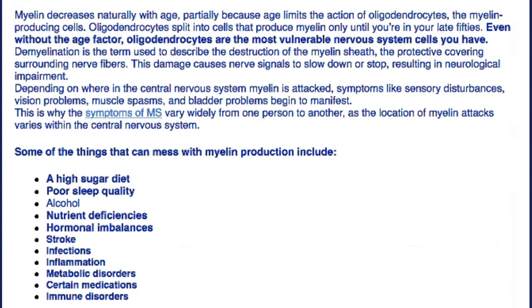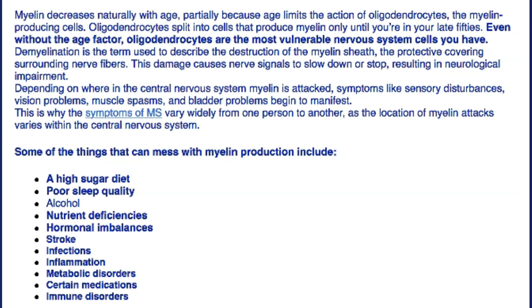Partially because age limits the action of oligodendrocytes, the myelin-producing cells. Oligodendrocytes split into cells that produce myelin only until you're in your late 50s. Even without the age factor, oligodendrocytes are the most vulnerable nervous system cells you have.